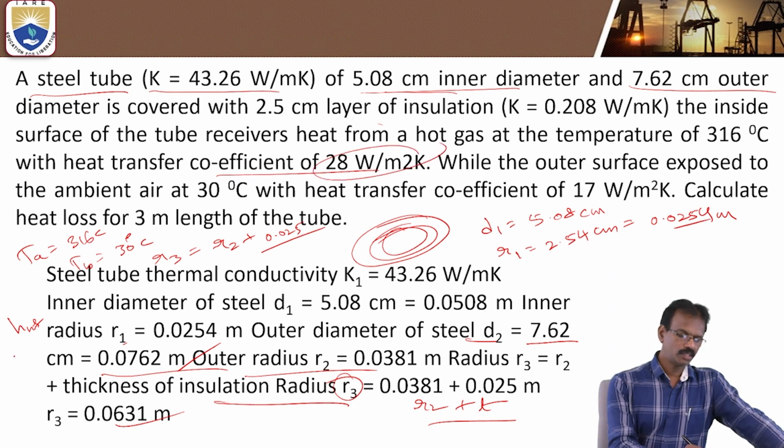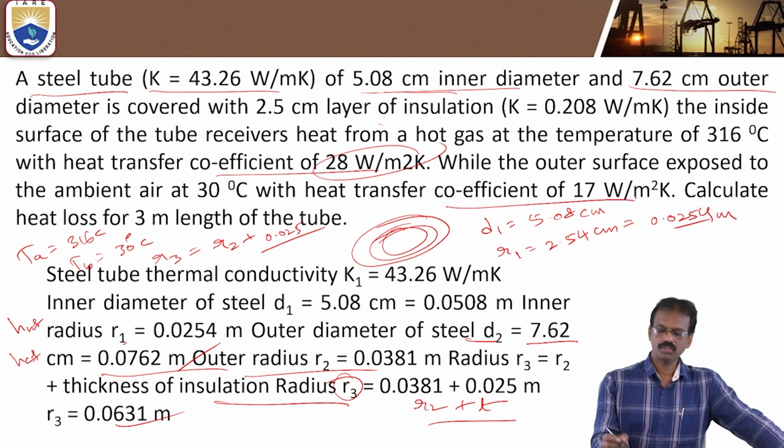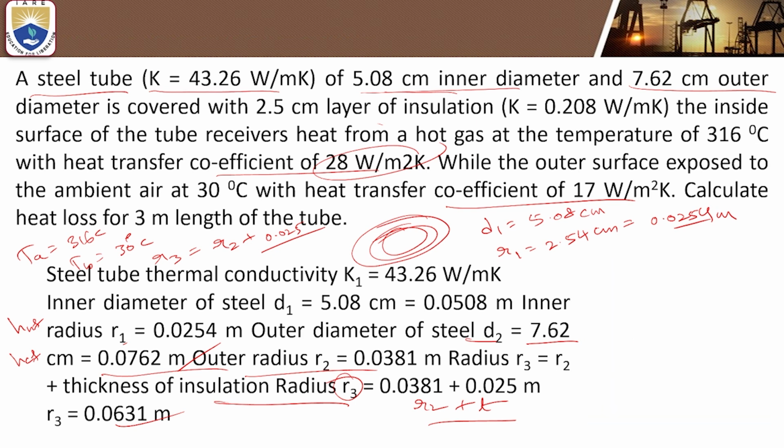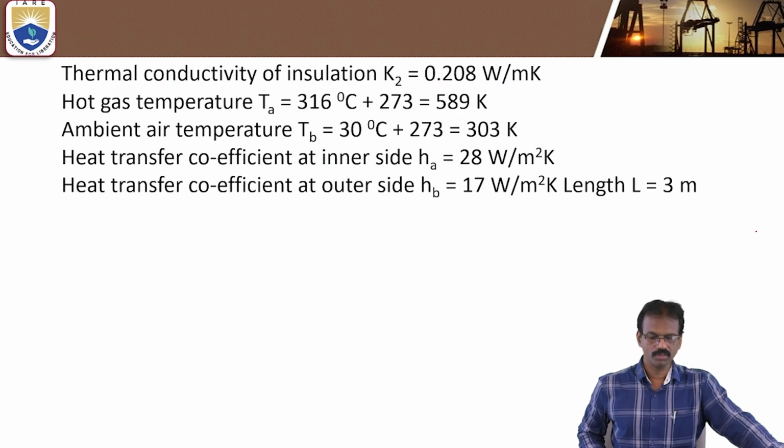Similarly, the heat transfer coefficient on the cold fluid side is also given: 17 watt per meter square Kelvin. So calculate the heat loss. We have to find out Q, the heat loss for a 3 meter length of the tube. The length of the tube is also given, L is equal to 3 meters. We can solve this here.